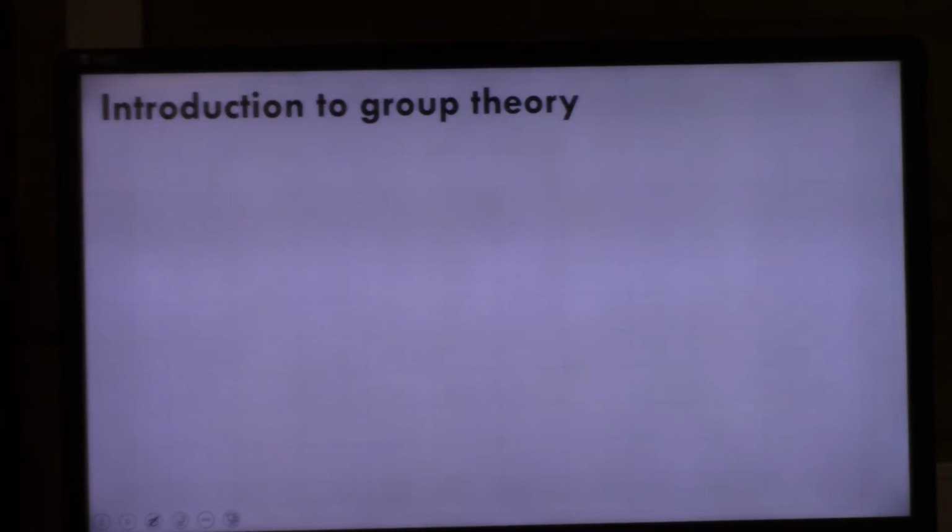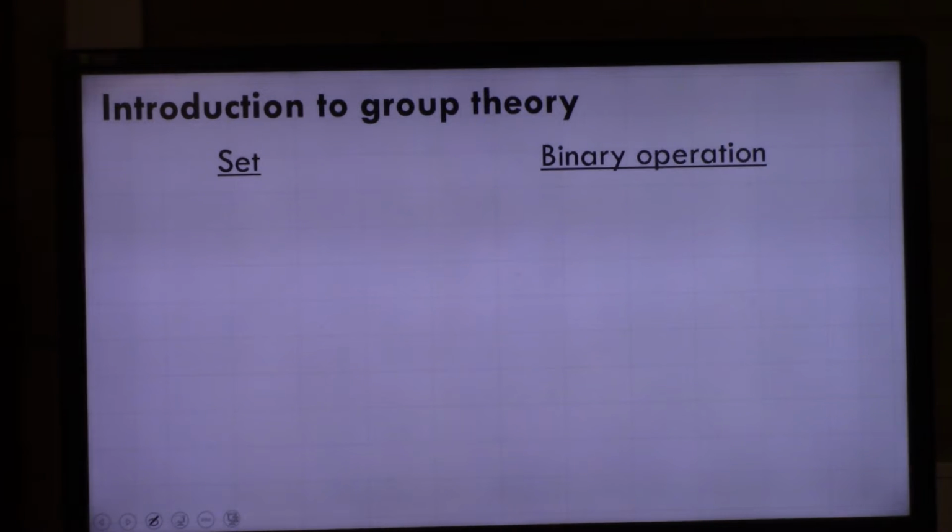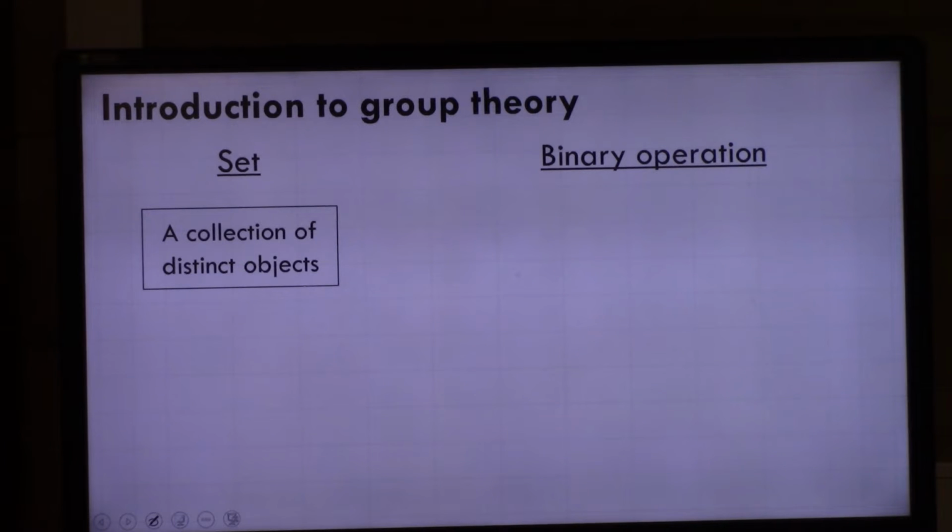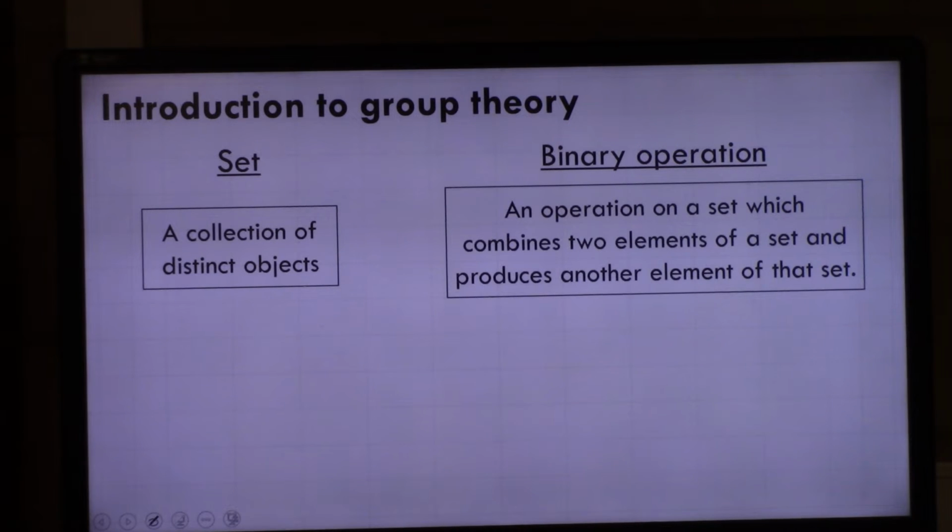So the Rubik's Cube and its permutations are very closely linked to group theory, and that's the study of sets and binary operations. Does anyone know what a set or a binary operation is? No, I think this might be something new. Yeah. So a set is just a collection of distinct objects. That might be numbers or cats, anything really. But in this sense, it's the collection of moves you can do on the Rubik's Cube. And a binary operation is an operation on a set where you combine 2 elements from that set and you produce another element of that set. So that might not make a lot of sense now, but we'll cover that again later on.